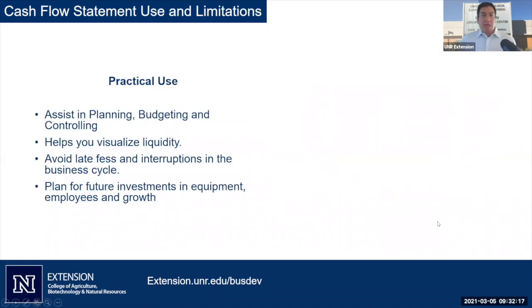So we learned a little bit about the cash flow. It can definitely help you on the planning, budgeting, and controlling. For budgeting, you have to imagine or try to understand the cycle of your cash flow so you can budget and estimate, sometimes guesstimate, which are the bills that cannot wait, the ones that can wait, and you start getting more of a timing component. It will definitely help you visualize the liquidity.